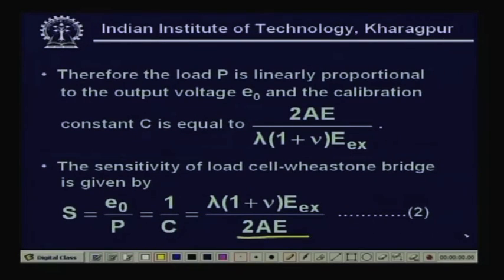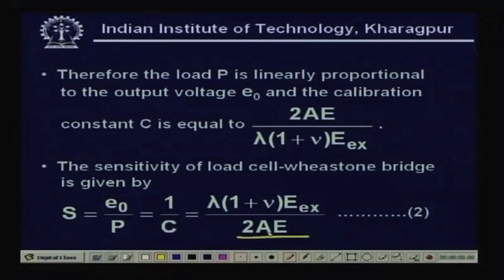Now, one thing is very important: sensitivity can be increased by increasing lambda. Poisson's ratio does not matter much because it is very small, around 0.3 in the case of steel. Supply voltage we can increase, because if you increase the supply voltage, our output voltage will also increase, or we can decrease the values of A and E. A, the area of cross section of the load cell, we can decrease, for our column type load cell also. And the Young's modulus of elasticity of the material: we can choose a material whose Young's modulus is lower. In that case our sensitivity will increase.